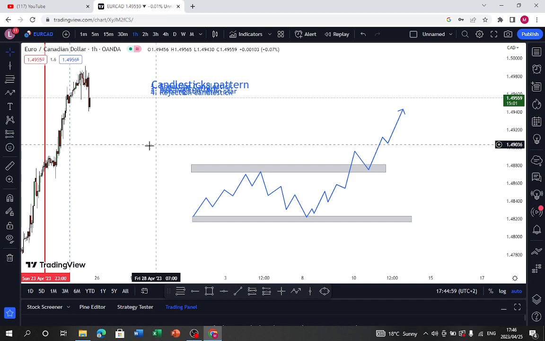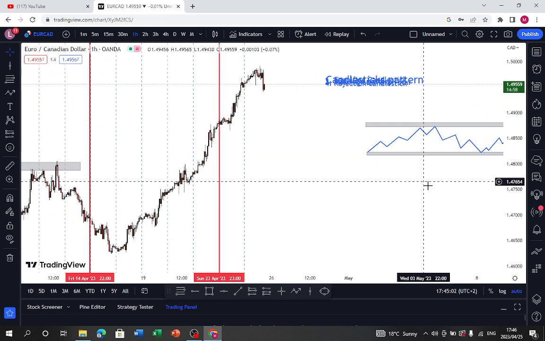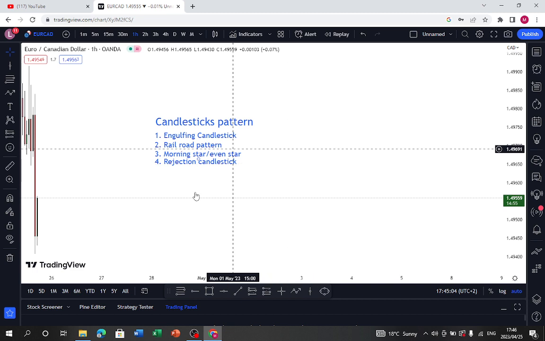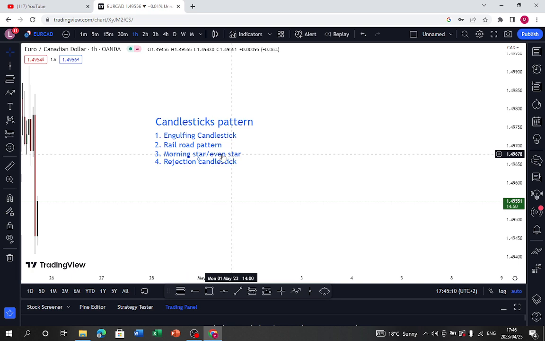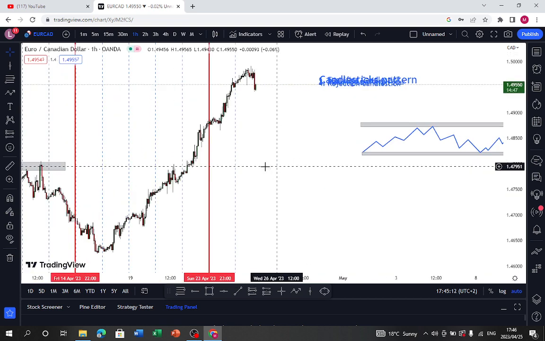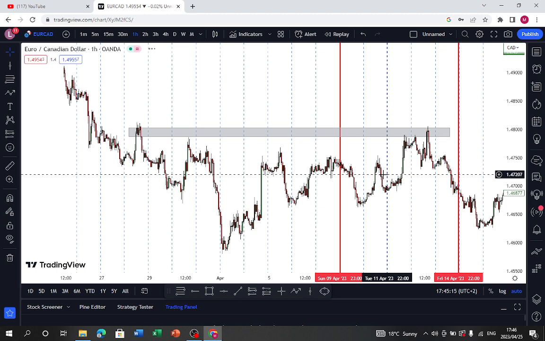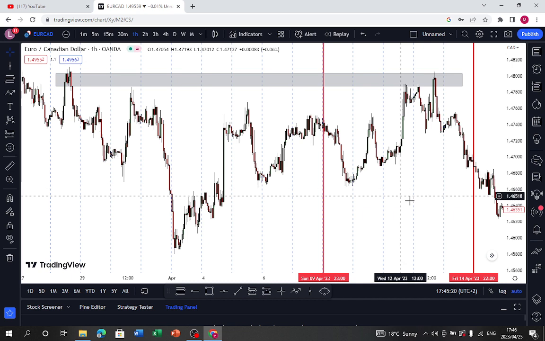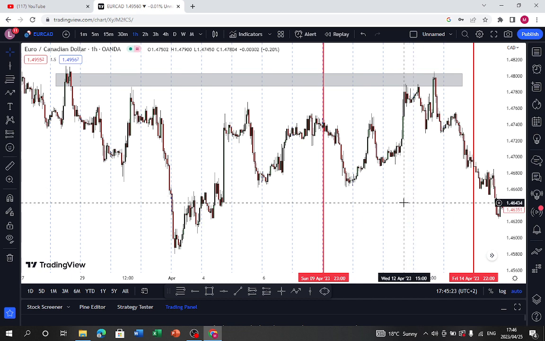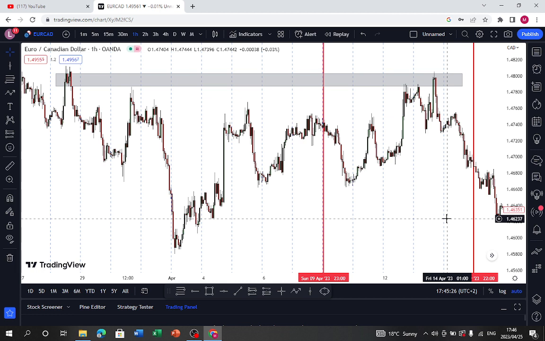So remember, we have four of these. We're gonna look for an engulfing candle, a railroad, a morning star, then a rejection candle. For now, we said we're gonna start with an engulfing candle. I'm not gonna be specific in terms of marking support and resistance. You just have to maybe look at the previous video that I did to know how to mark those support and resistance levels in terms of trading with the weekly candlestick.